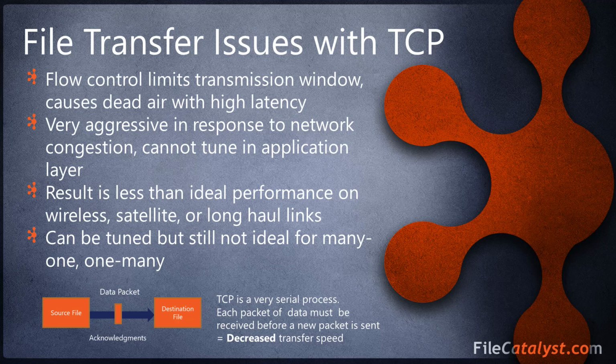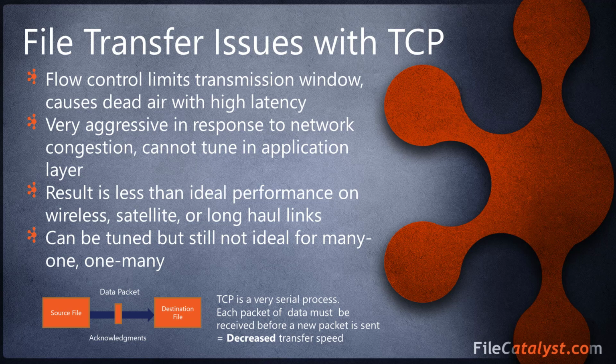Now let's take a look at some of the issues that affect the TCP protocol in terms of speed. At the bottom of this slide, you can see an example of a TCP-based file transfer in progress. With the source file on the left and the destination file on the right, the center orange square represents a packet of information. And when transferring files via TCP, the entire file in question is broken down into many very small packets of information, which are then sent one by one to the destination.